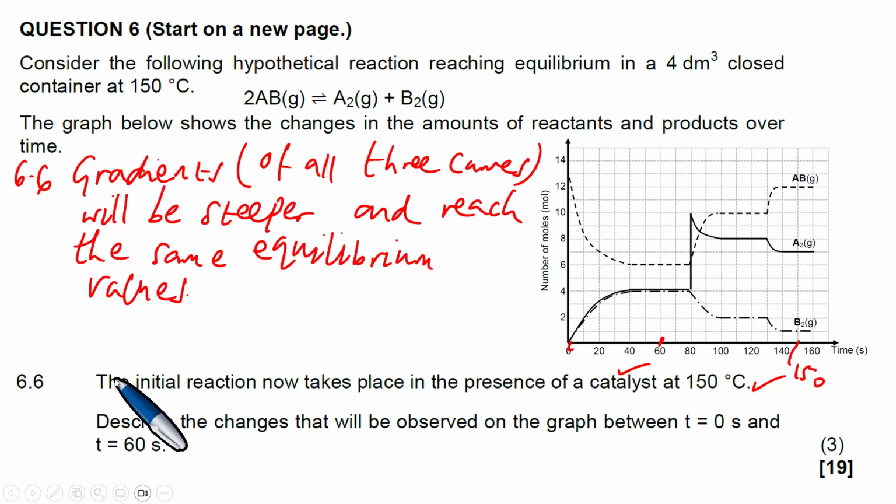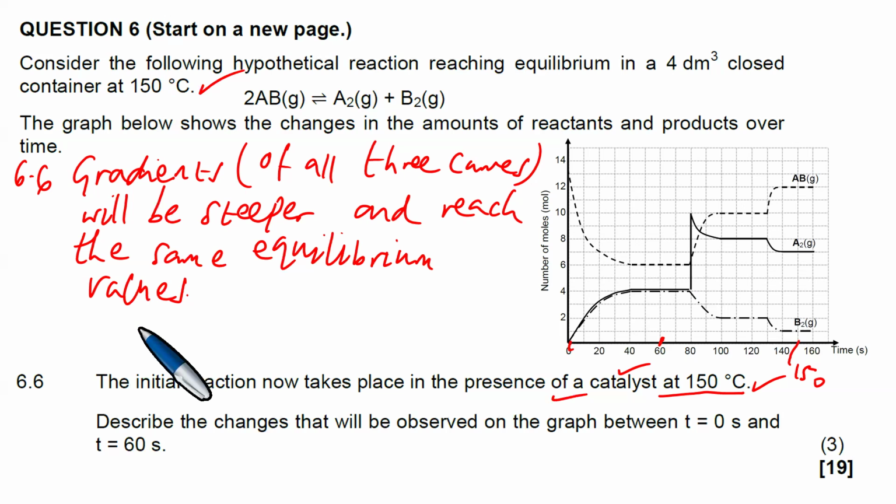In other words, the initial reaction now takes place in the presence of a catalyst at 150. The temperature was initially 150, but what has changed is that it is now in the presence of a catalyst. So if a catalyst is added, the gradients of all 3 curves will be steeper and reach the same equilibrium values.